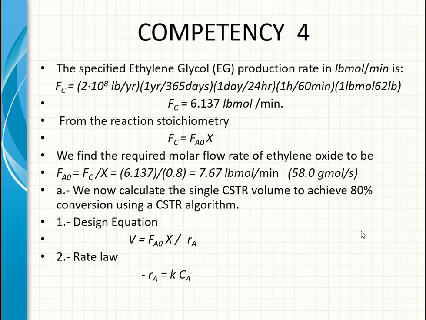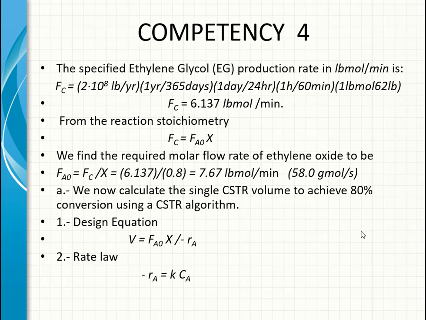So here the demand of the market is telling us the molar flow rate that we need at the exit of the reactor, and from FC equal FA0 times X, we will get how much of the reactant we need to put in the reactor. So we find the required molar flow rate of ethylene oxide to be FA0 equal FC divided by X. This is going to be 6.137 divided by 0.8, which is 7.67 mole pounds per minute of ethylene oxide.